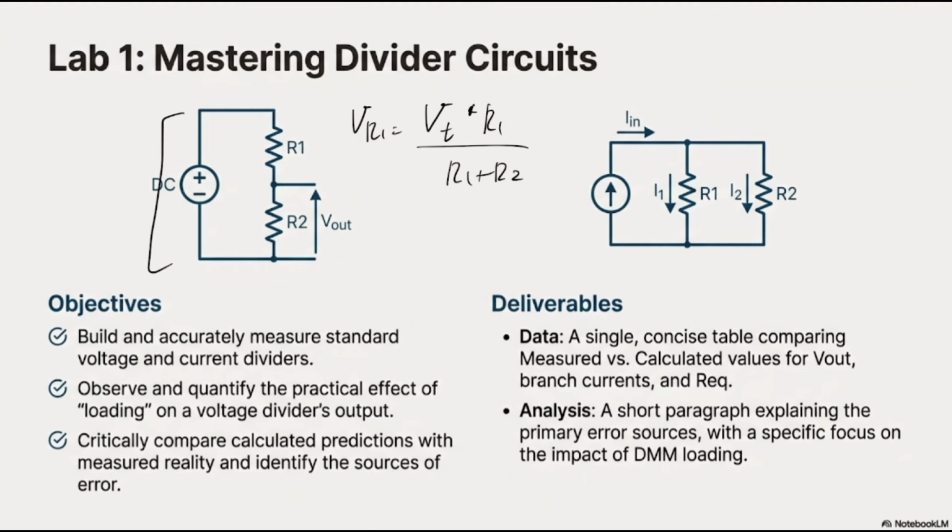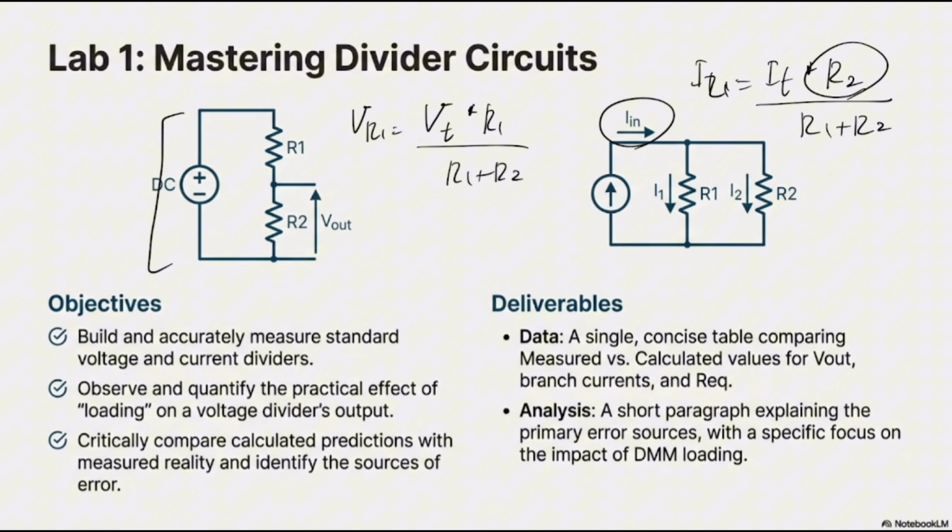On the other hand, we have the current divider. It means that IR1 equals I total, the current that comes from the source, multiplied by R2, the other resistance, divided by R1 plus R2. The only difference between the voltage divider and current divider is the resistance that we are using. So what are the objectives?